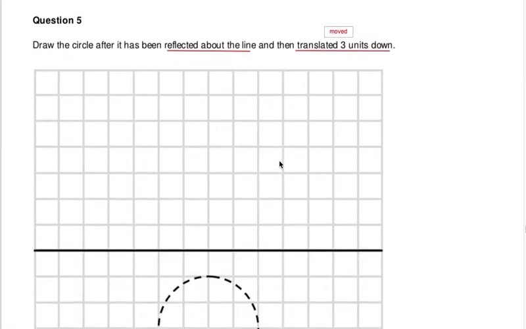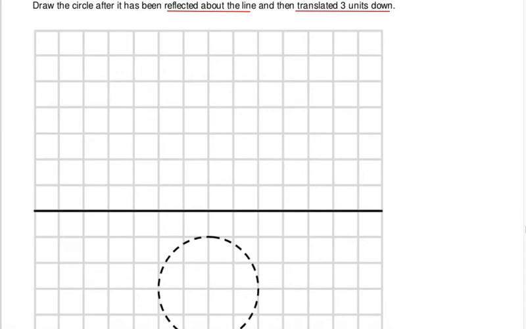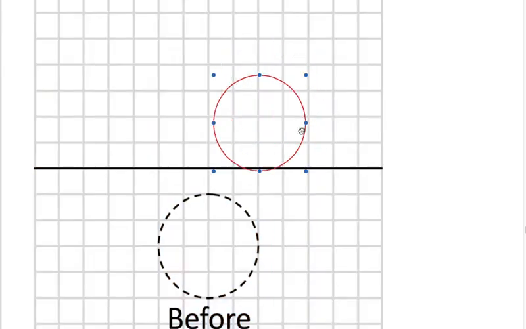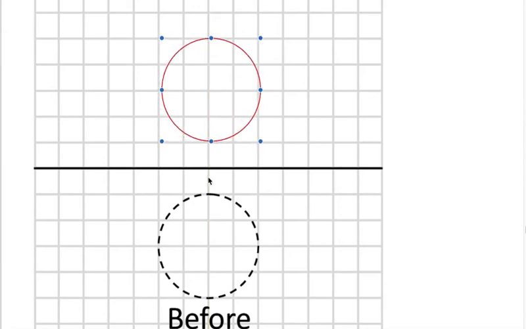Okay, so the first thing we need to do is to draw the circle just above the line. Let's try and draw a circle. We're going to try again. See if we can get this the right size. There we go. So we need to move this circle so it is reflected about the line. So we can see that it is 1 square away, and so we move it 1 square up.